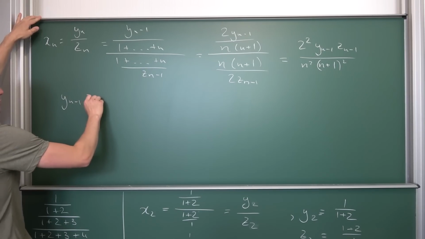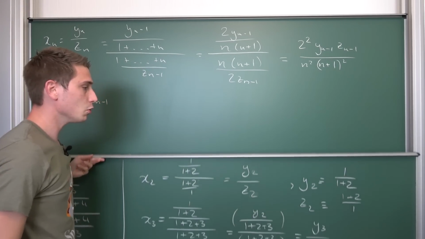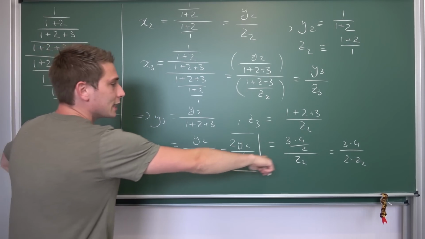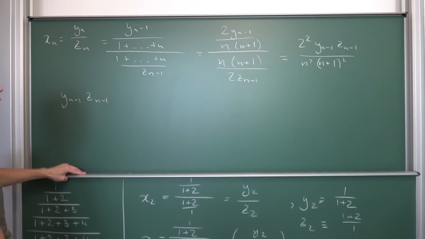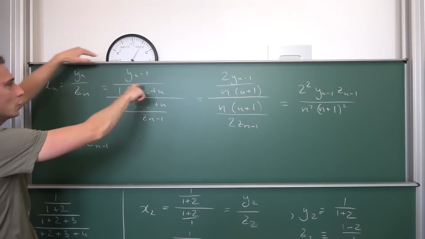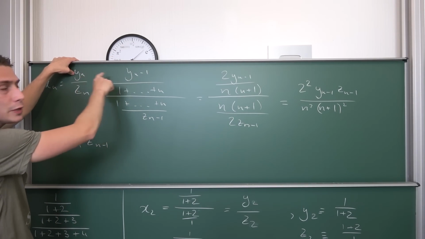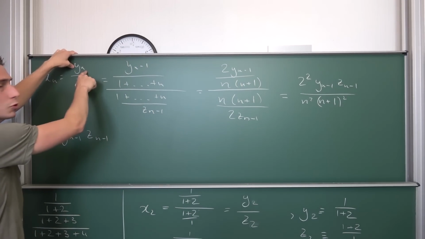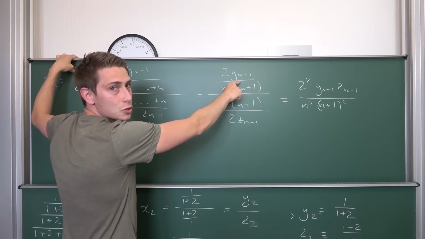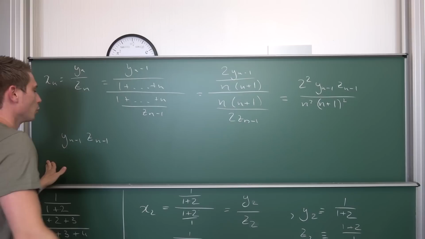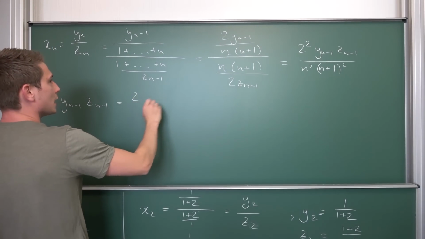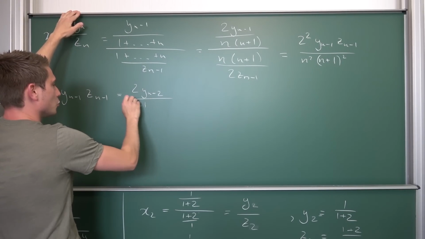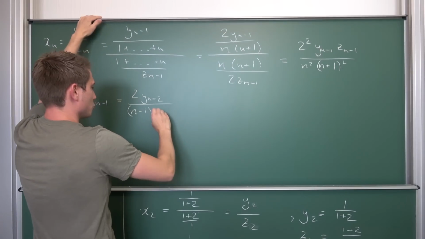Yn minus 1 times zn minus 1. Now we are going to take a look at what these actually are. If we take a look at their definitions yet again, we can plug some stuff into here. So let us write out what those actually were. So if we had yn, we were rewriting this as 2 times yn minus 1 over n times n plus 1. So we are going to change the index from n to n minus 1, meaning this becomes n minus 2 overall, leaving us with 2 times yn minus 2 over, and now in our case, n minus 1, and n minus 1 plus 1 is just going to be n.